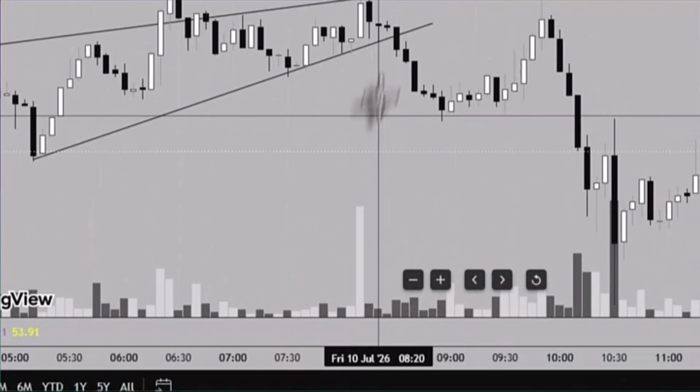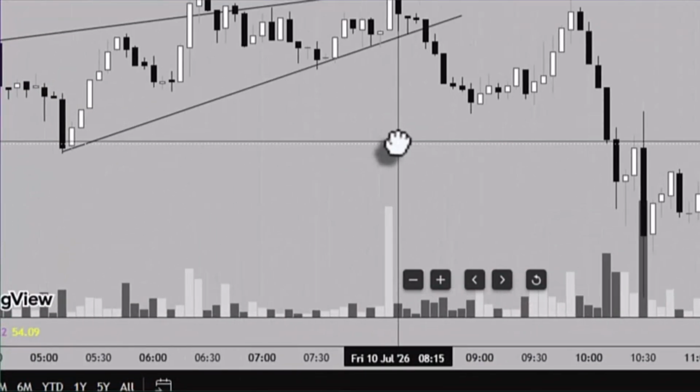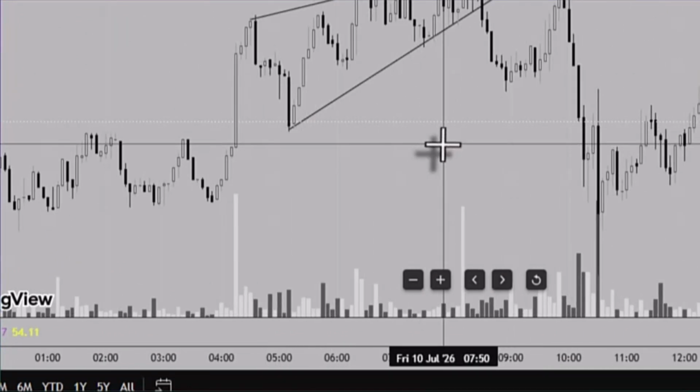If you missed this breakout, you can easily enter here in this pullback. I told you that 90% of wedges will pull back. You can enter in the pullback, and you can enter in this breakout.